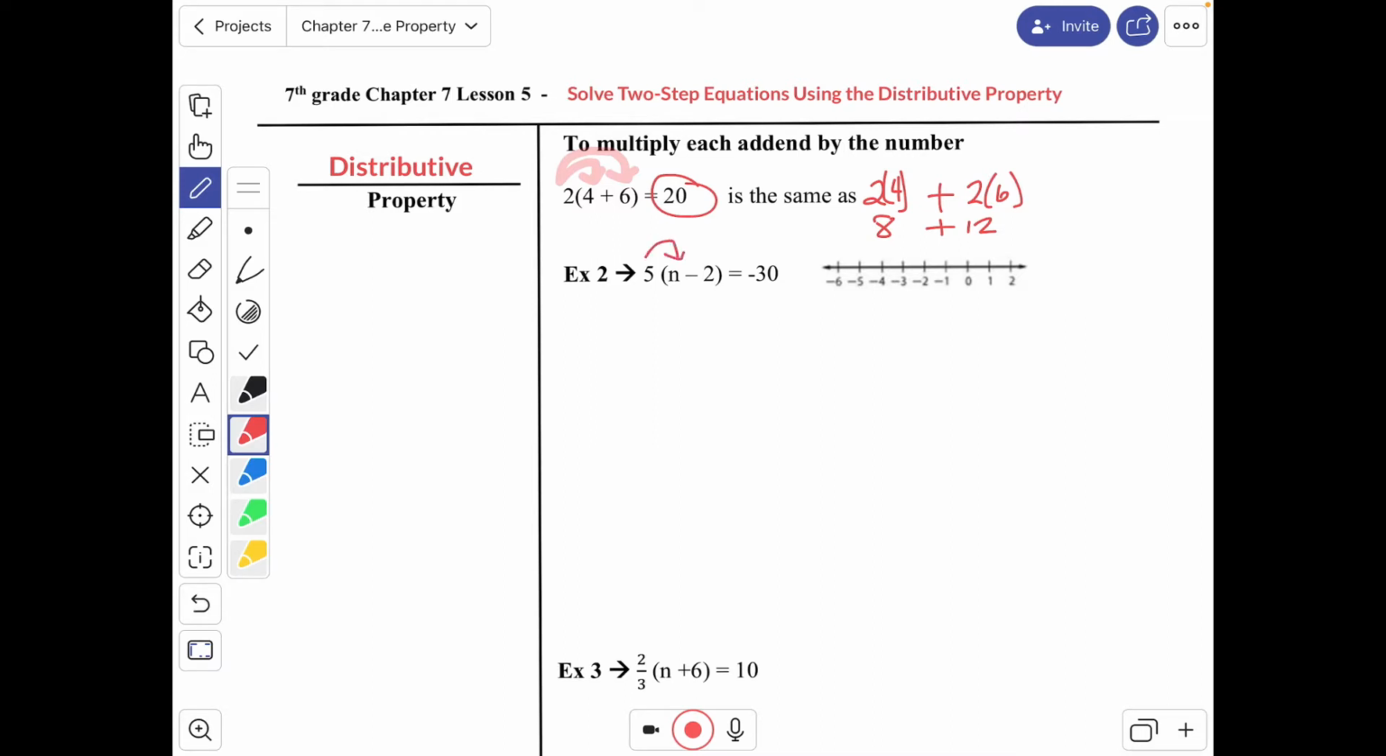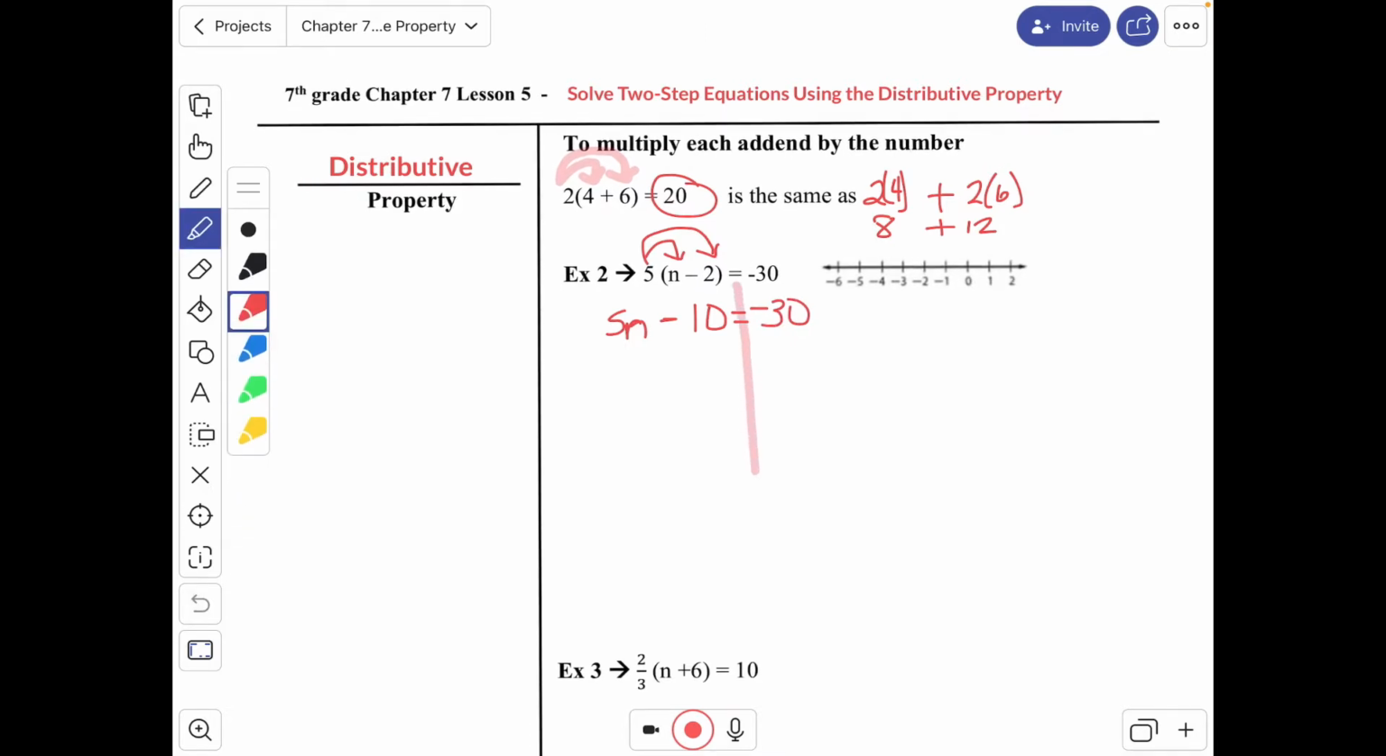We're going to distribute the 5 to both numbers inside. So this will be 5 times n. Minus sign still stays minus. 5 times 2 is 10 equals negative 30. After we have distributed, then we can go ahead and work the problem.